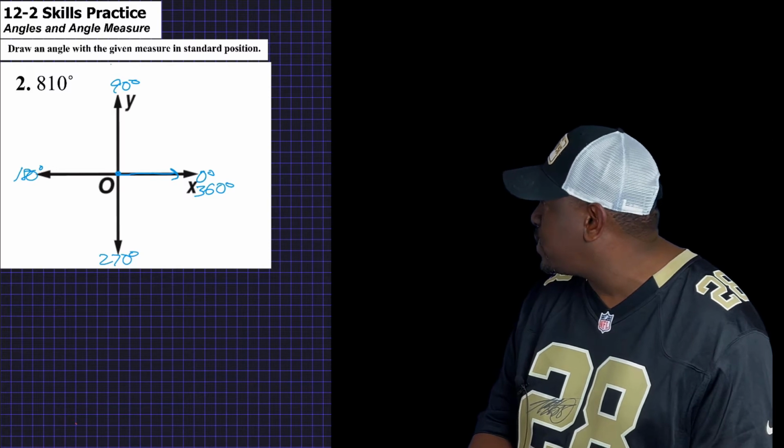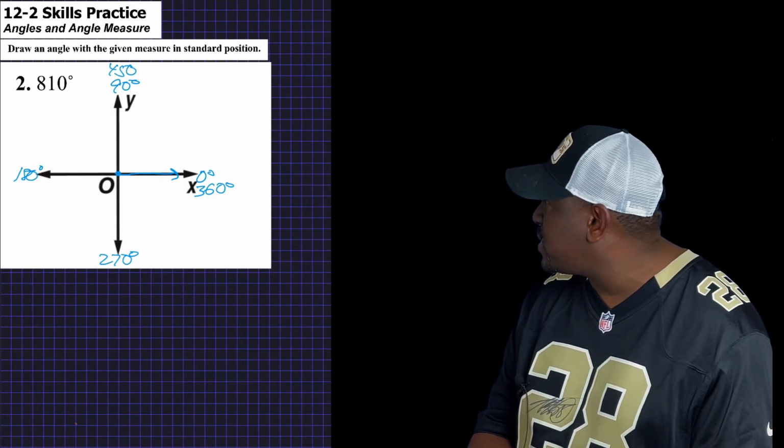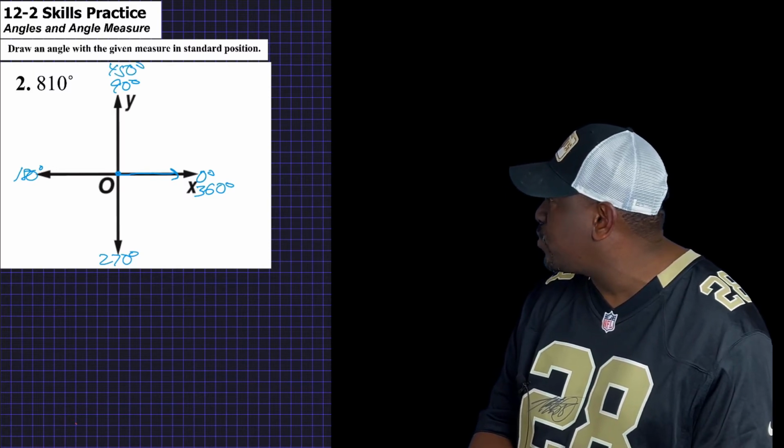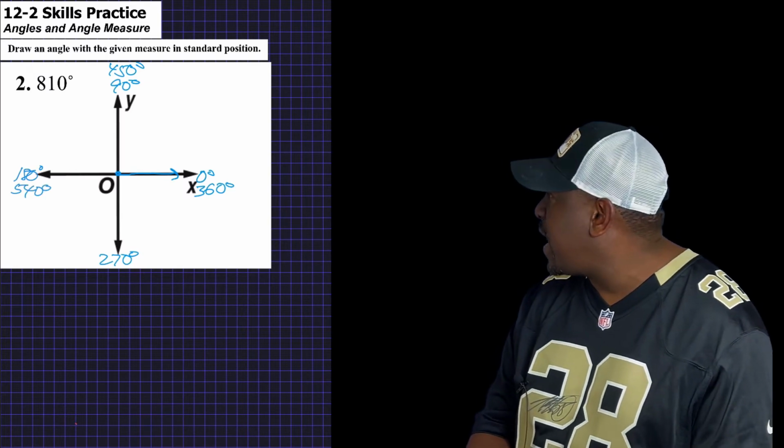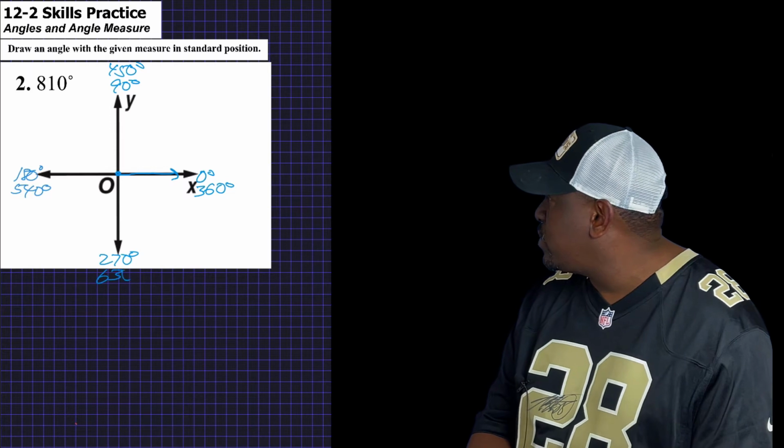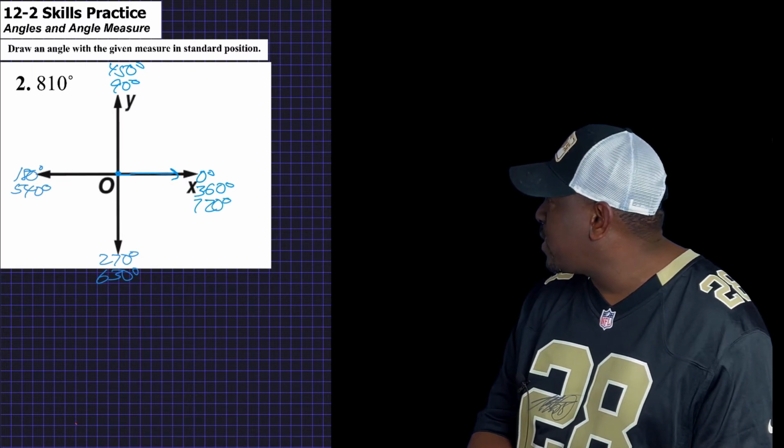0, 90, 180, 270, back to 360, then you put 450 degrees. You're just adding 90 degrees for each part of the axis. 540, we have 630. So we're going to keep labeling until we get around to 810. So we have 720, and then we add another 90 for 810.